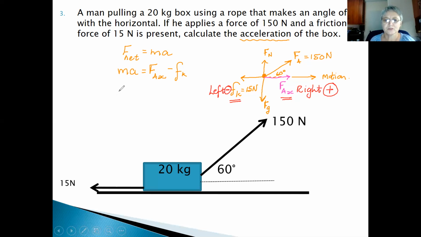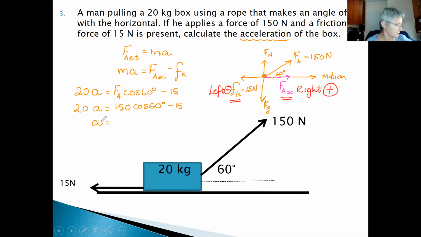Now we'll do our substitutions. The mass of this box is 20 kilograms. Acceleration is the unknown quantity. The F applied x needs to be determined. I'm going to use F applied cos of 60 degrees in this case, and Fk was given as 15 newtons. So 20a equals 150 cos 60 degrees minus 15.